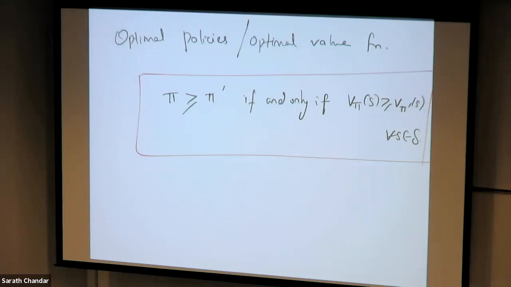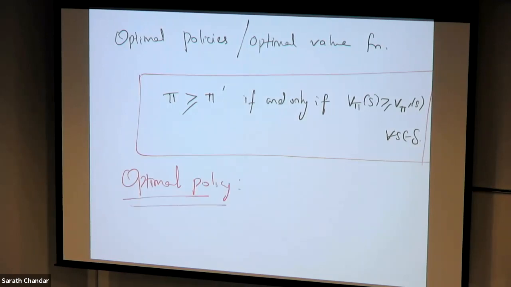Now, the moment we start ordering policies like this, where one is better than another, and another is better than another, and so on, there should be one policy which is better than everyone else. So there always exists at least one policy that is better than or equal to all the other policies. We're going to call that the optimal policy.